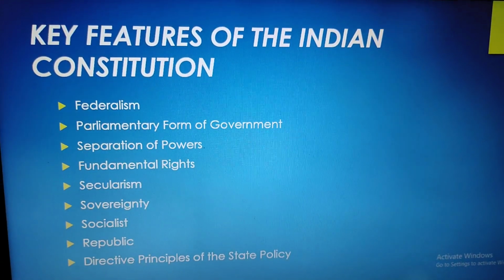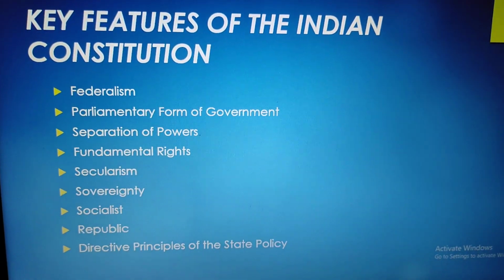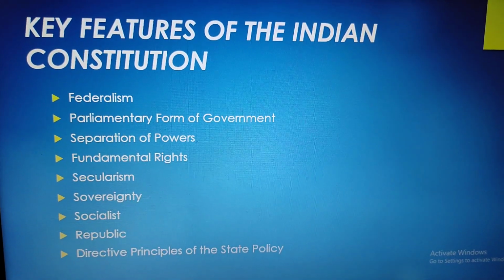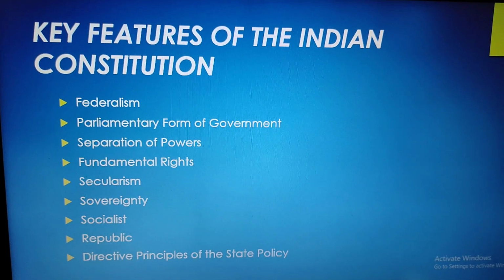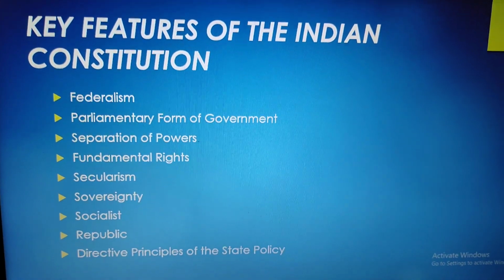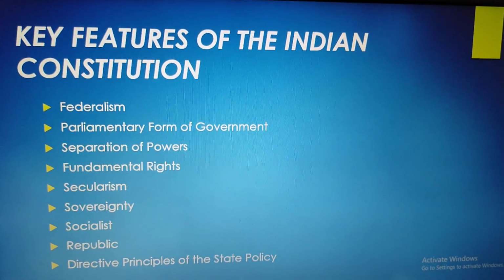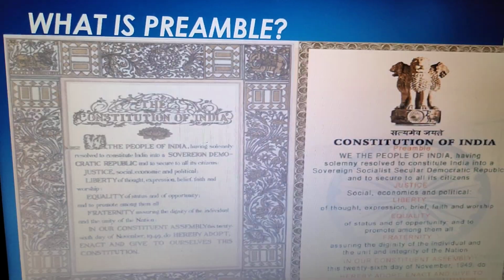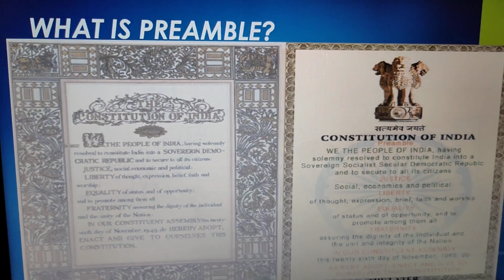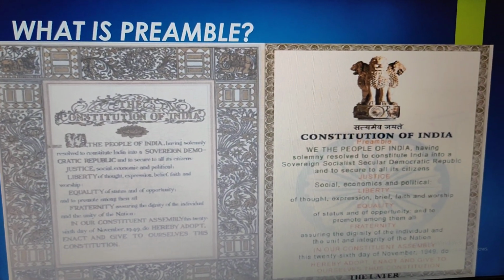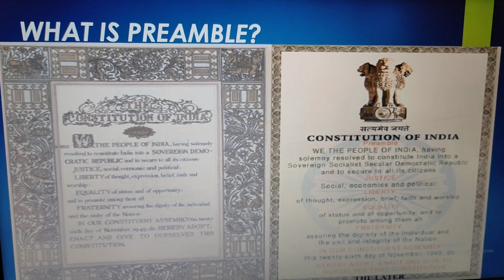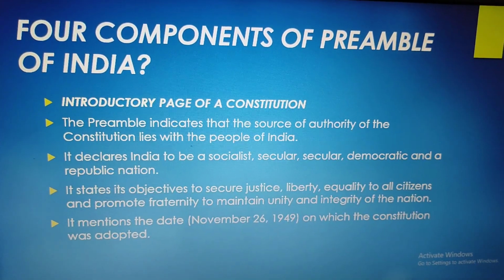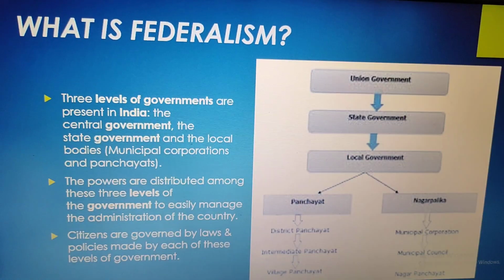Now, there were certain key features of the Indian Constitution: federalism, parliamentary form of government, separation of powers, fundamental rights, secularism, sovereignty, socialist, republic, and directive principles of state policy, which we have discussed in detail in the upcoming slides. Then we discussed what the preamble is, the introductory page of the Indian Constitution, and the 4 components of the preamble of India.